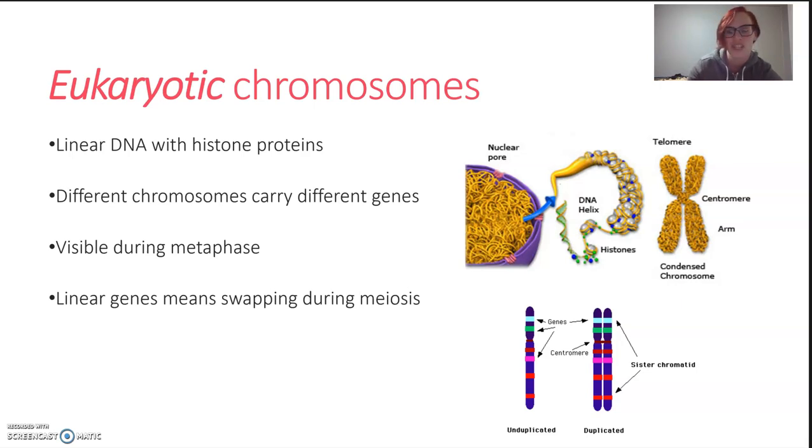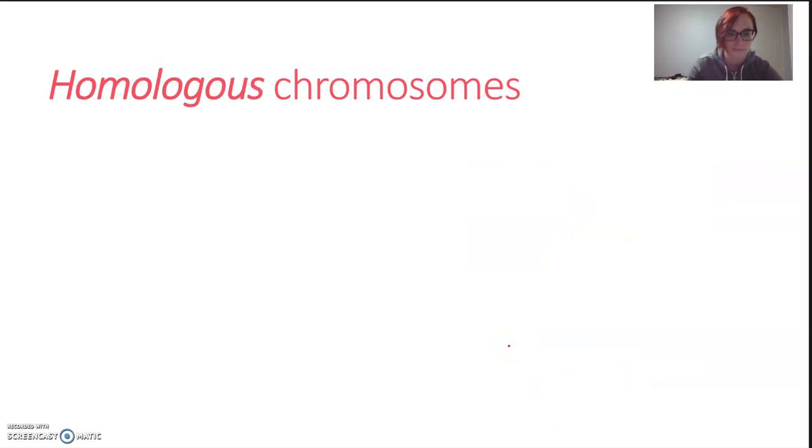Now, the linear genes means that they can swap during meiosis. When we say linear genes, I mean this gene is always going to be above this one, and it doesn't matter whether it's a single chromatid or a sister chromatid, or it's the other pair or the matching pair. So they're always going to be in that order, and what that means is these legs can actually get tangled, and that means they can swap during meiosis.